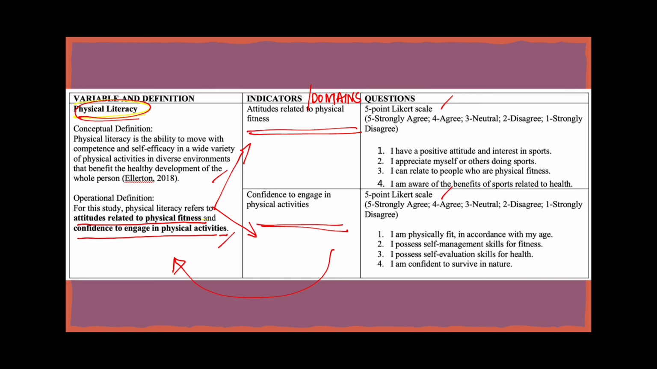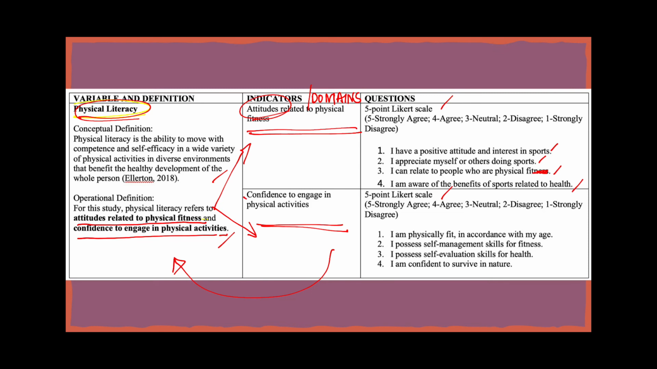So for attitudes, I have chosen: I have a positive attitude and interest in sports. I appreciate myself and others doing sports. I can relate to people who are physically fit. Okay, and I am aware of the benefits of sports to health. So that is for the attitudes. As you can see, the questions are more attitudinal and perceptive.